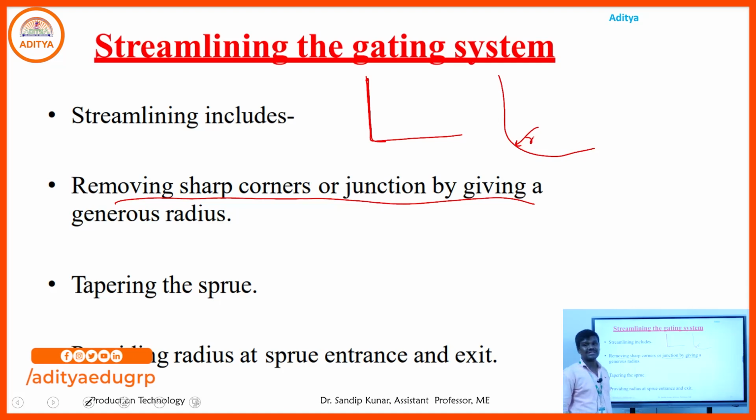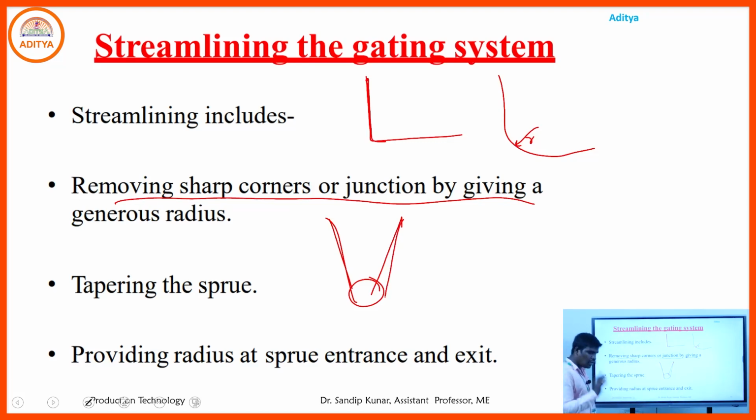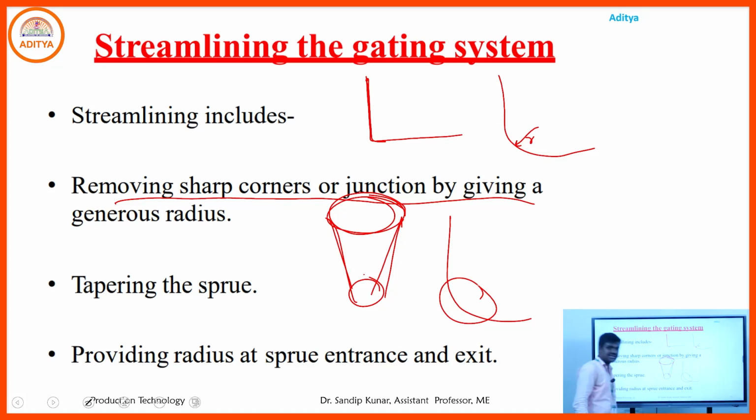Another is tapering the sprue, meaning you provide that type of shape. With a tapered shape, the flow of the molten metal will be very good. Another thing is radius at the sprue entrance and exit. At the sprue entrance you provide the radius, and you also provide radius to those particular sections. Here the flow of the molten metal will be smooth and laminar.